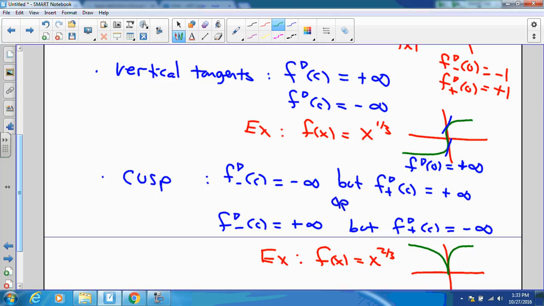The derivative from the left and the right... You mean derivatives from left and right? Yes. Derivatives from left and right will both be the same sign of infinity here, whereas they are opposite signs of infinity here. Yes. Good. Any questions about the material?